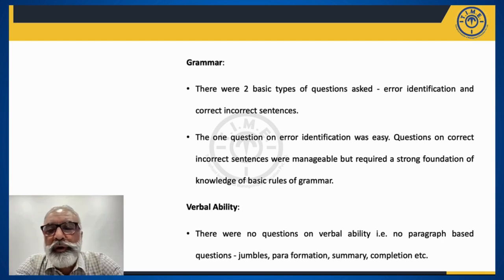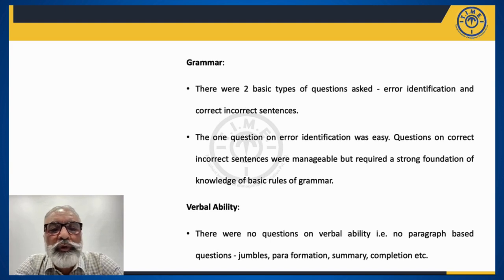Not that they were difficult, but only if you had a reasonably strong foundation with respect to knowledge of the basic rules of grammar. So in that sense, it was slightly deeper than otherwise. So it was a moderate area, but you needed to know your rules of grammar very well. So vocabulary was difficult, reading comprehension easy to moderate, grammar again easy to moderate.